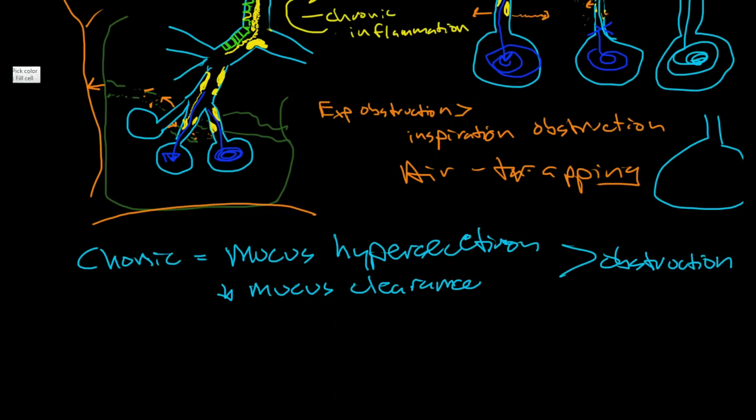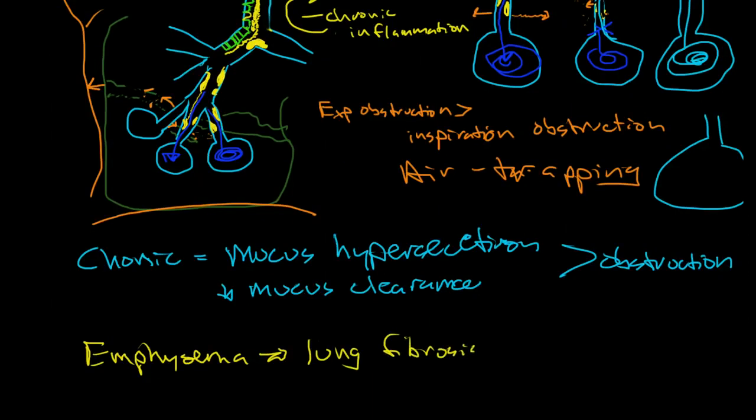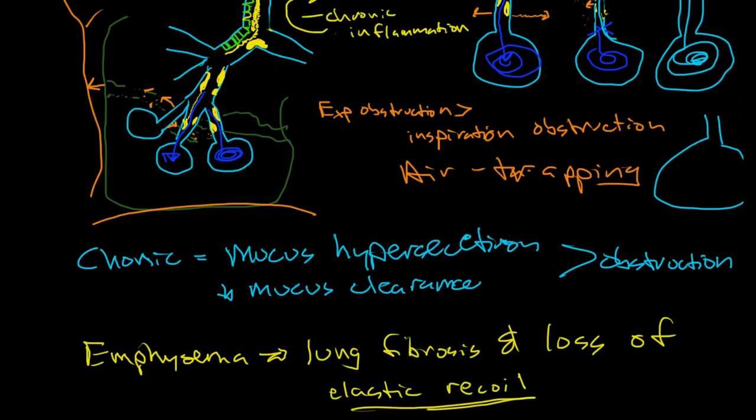And emphysema is a disease of lung fibrosis and loss of elastic recoil. So the elastin fibers are sort of destroyed and replaced by scar tissue.